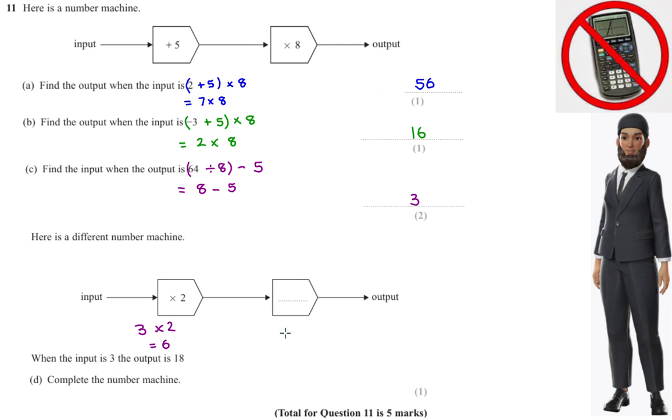Well, I've got two options over here. I could possibly times it by 3, alternatively I can add 12. So if I add 12 over here, we start with 3, times by 2 we get 6, 6 plus 12, and then therefore this gives us an output of 18.